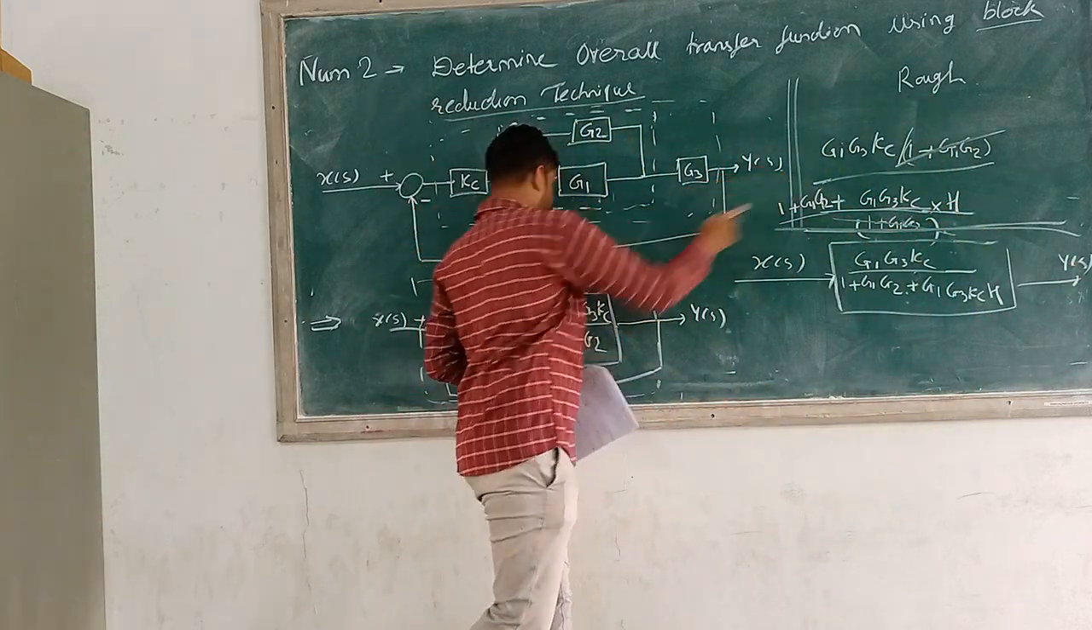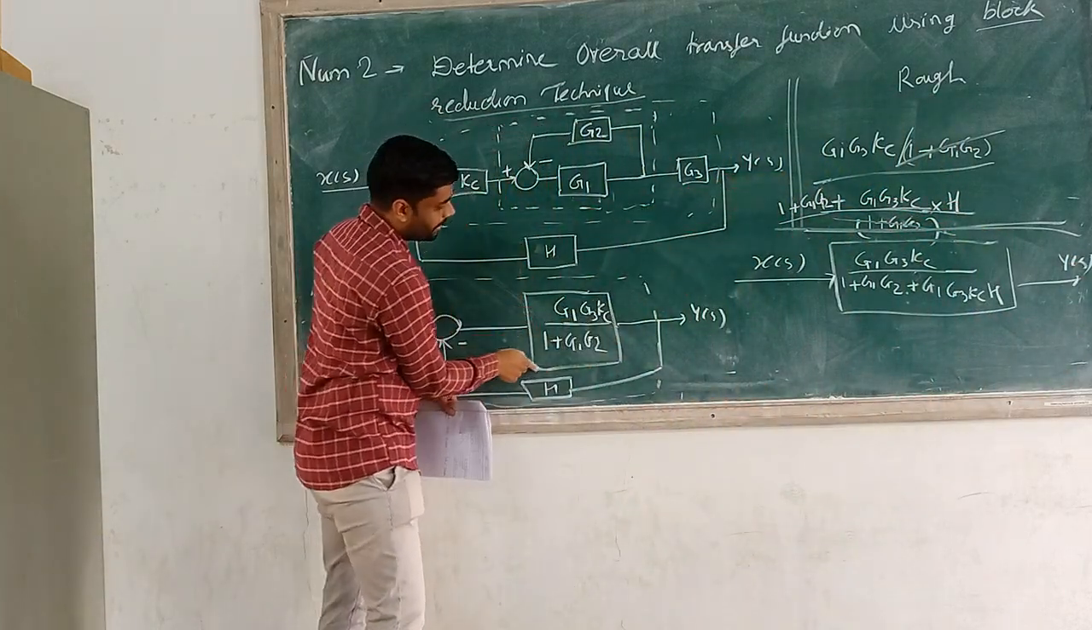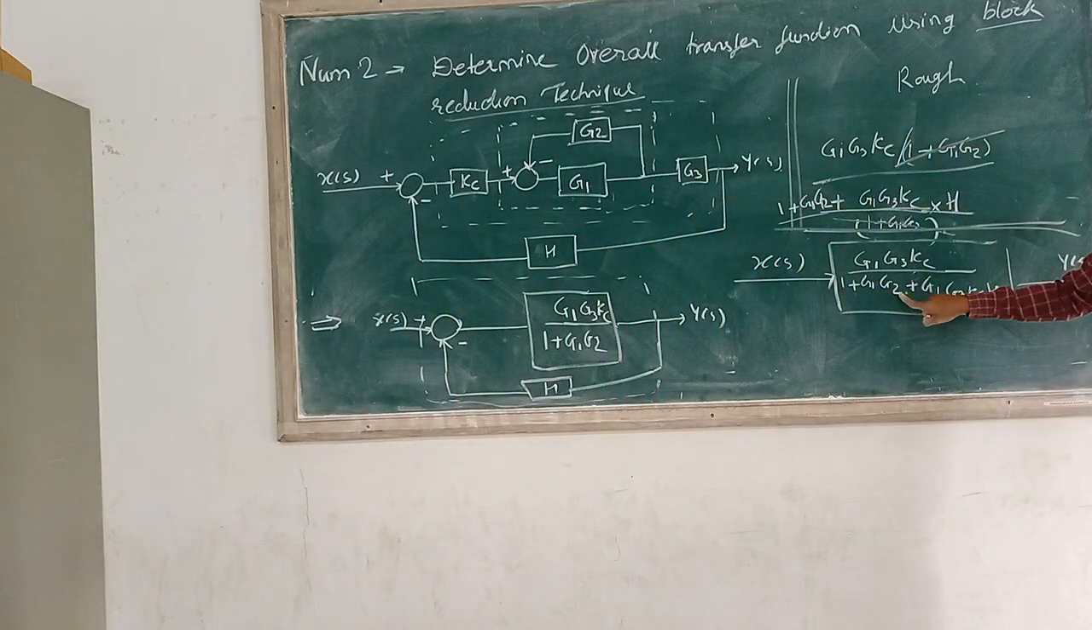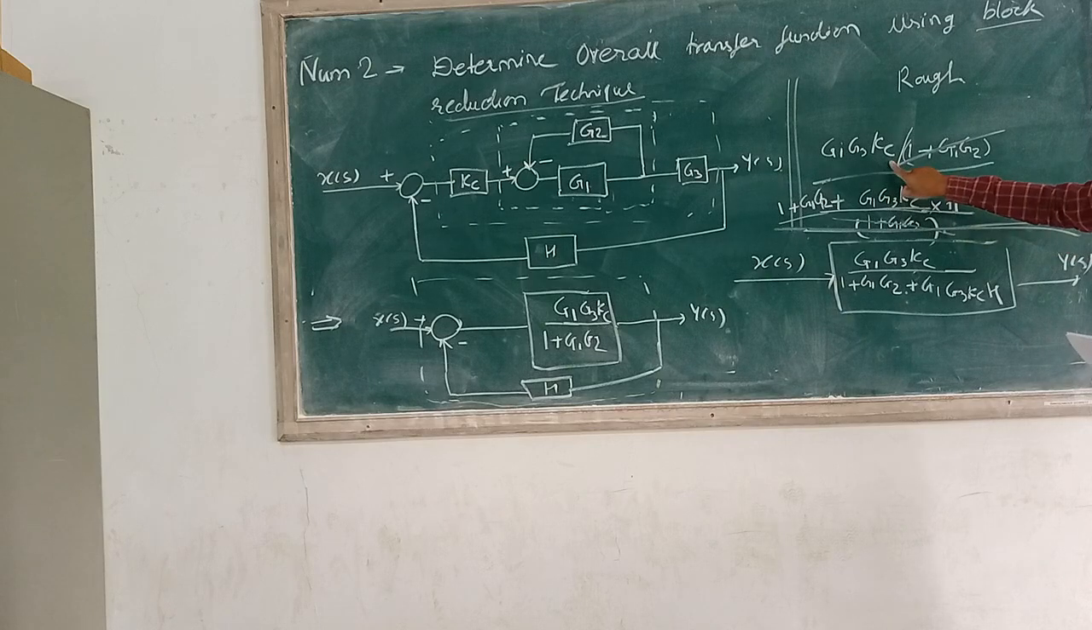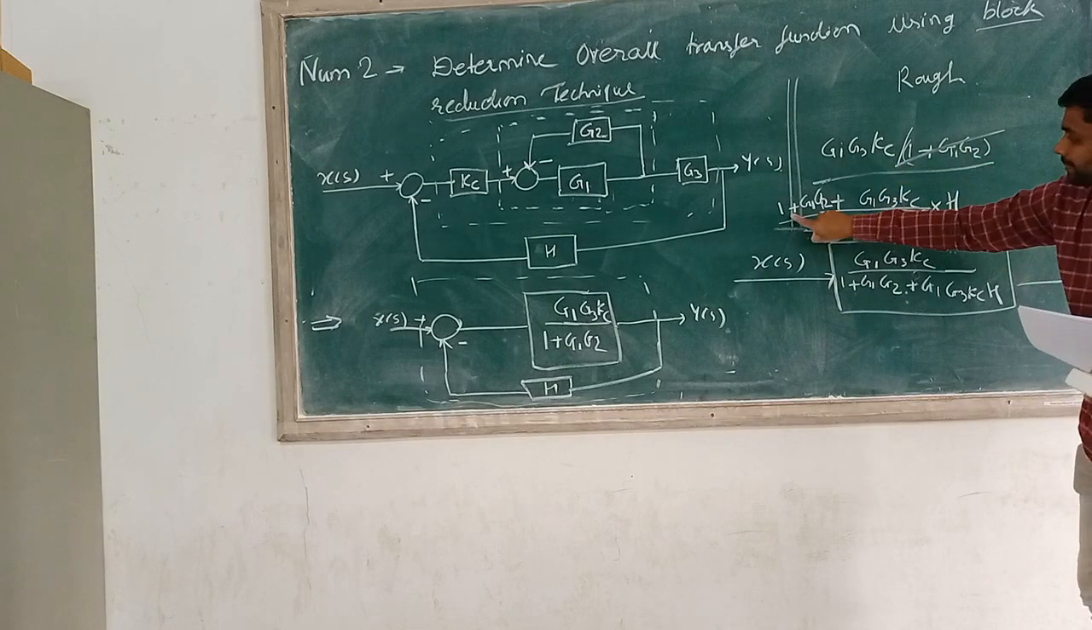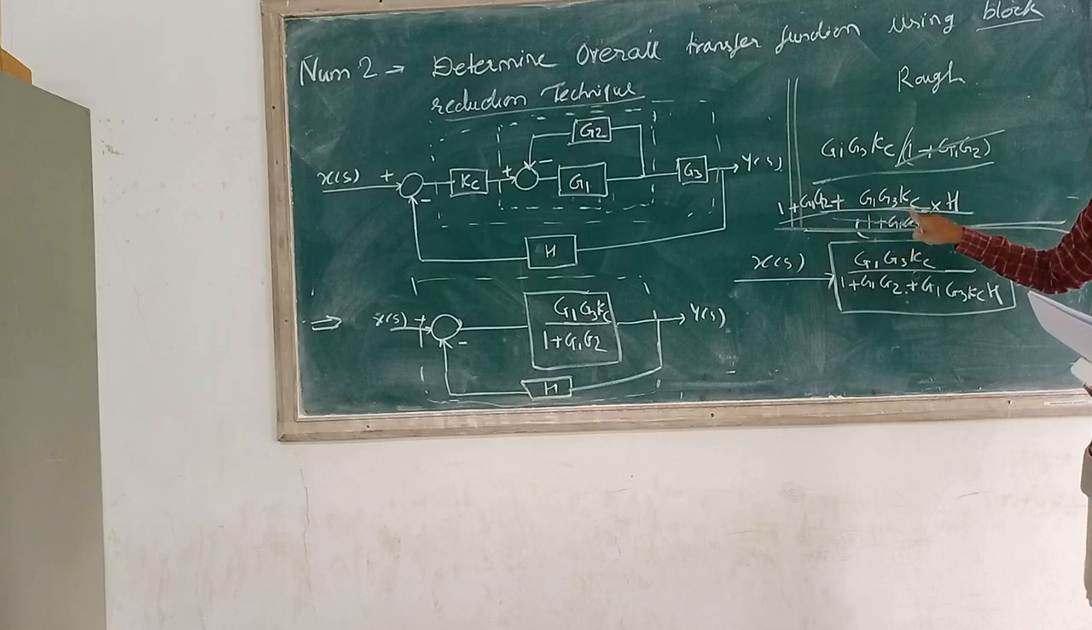How will I get this term? G1 G3 Kc upon 1 plus G1 G2 plus G1 G3 Kc into H by doing this calculation. Here I simply take this numerator and add 1 plus to this numerator. After solving this, I will get this.